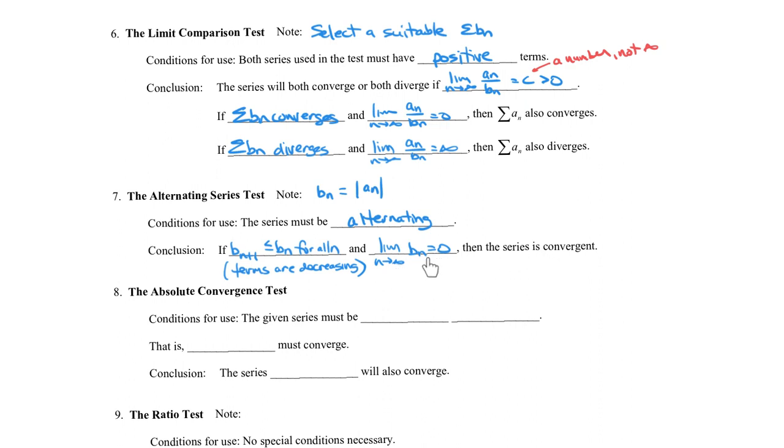Now it turns out if this doesn't work, then the series diverges by the test for divergence, right? If you don't get a 0 here, that just means it diverges.